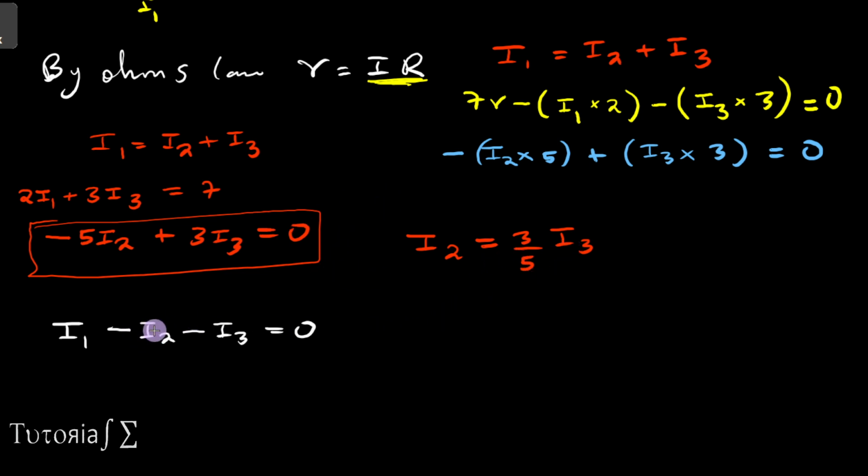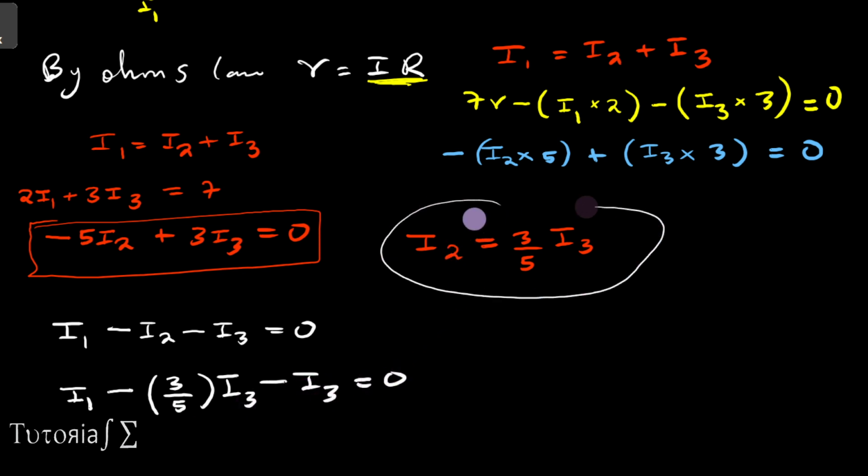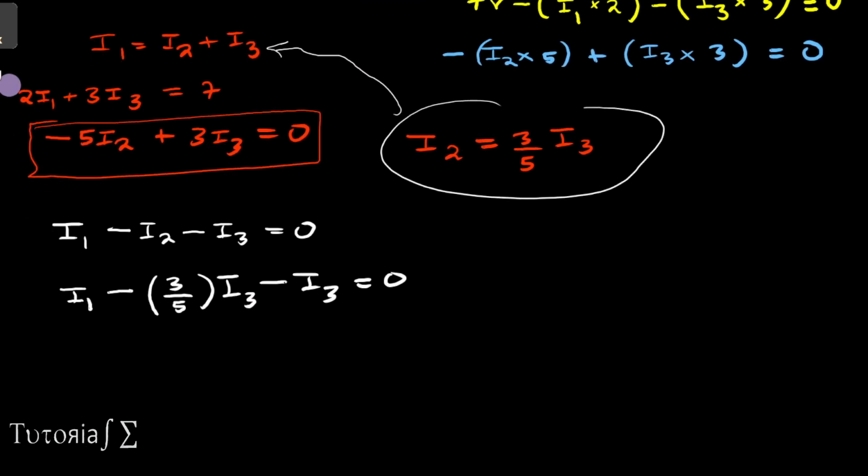When you replace it here, it will be I1 minus our I2, which is 3/5 I3, minus I3 equal to 0. So we've replaced this equation into this one. Okay, then we have this one. Now we can solve these two equations simultaneously with this one.